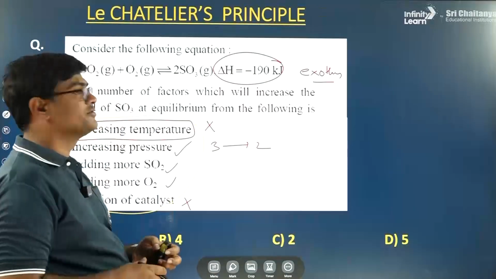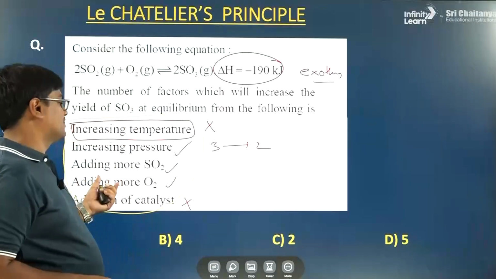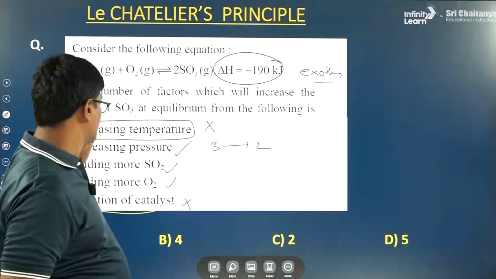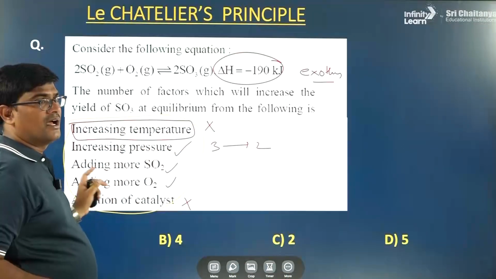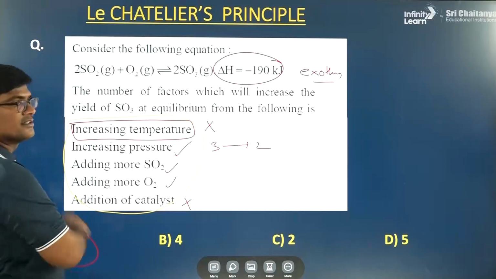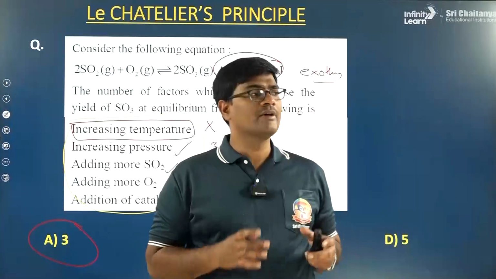Therefore, we have three options to increase the yield. Either increase the pressure or add the reactants. Also, we can remove SO3, but that's not in the options. So what are the three choices we have? Increasing pressure, adding more SO2, adding more O2. That means the number of factors that influence getting a good yield of SO3 is three.